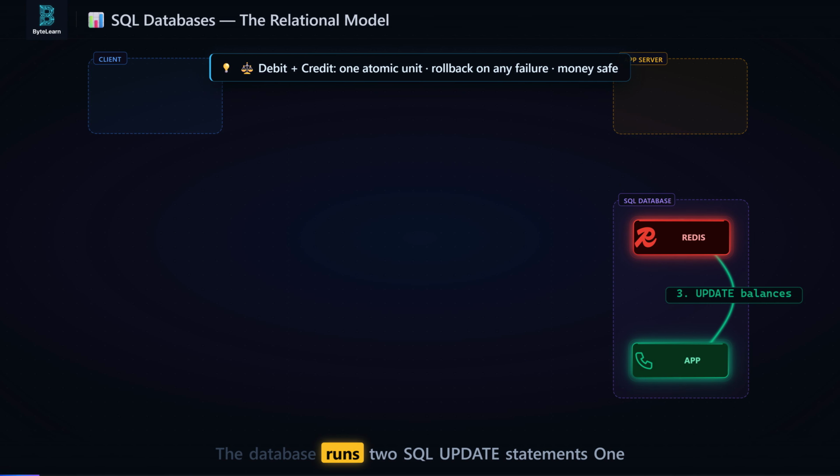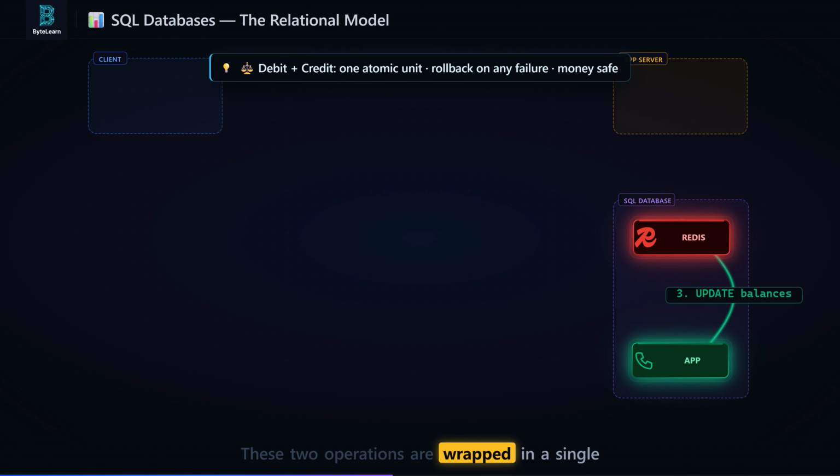The database runs two SQL update statements. One debits your account by 500 rupees. One credits your friend's account by 500 rupees. These two operations are wrapped in a single transaction. If the debit succeeds but the server crashes before the credit, the entire transaction rolls back. You keep your money, your friend gets nothing, but nobody loses anything.